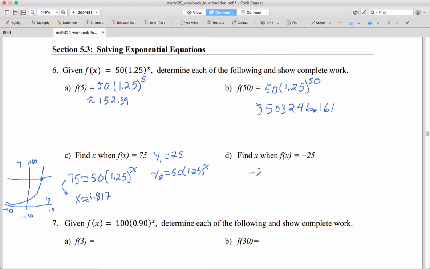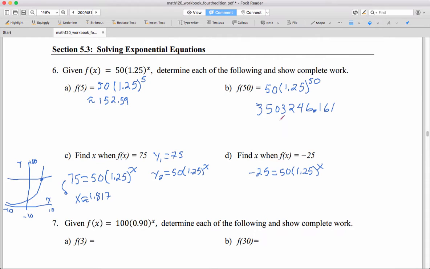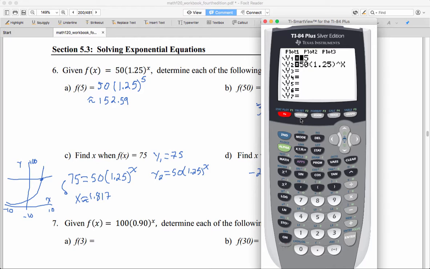So we get negative 25 is equal to 50 times 1.25 raised to the x. Okay, well, how should I go about solving that? All right. Well, we can do as we did before. In other words, come back over here to the y equals and notice that I put in the left-hand side and the right-hand side into y1 and y2 respectively, right? So I can put in negative 25 into y1 and 50 times 1.25 to the x into y2.